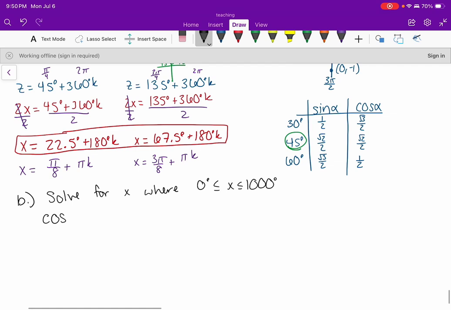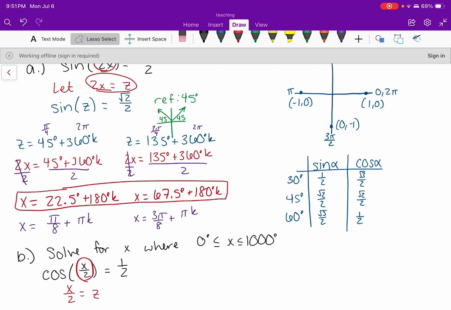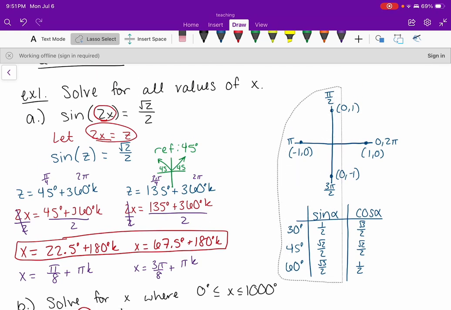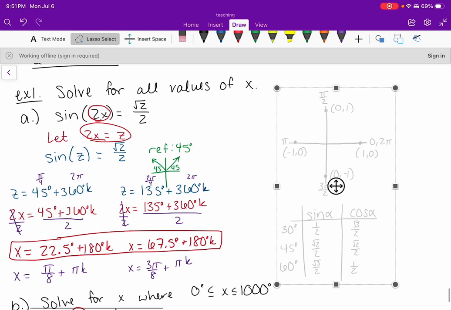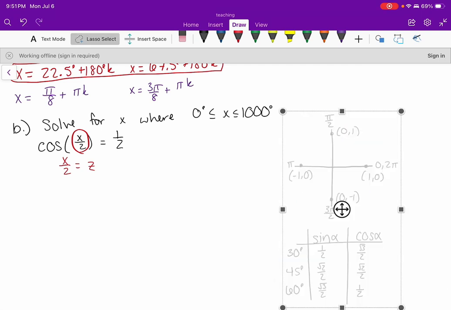So this one, we're going to do cosine x over 2 equals positive 1/2. So when I see something like this, when I have only one trig function, the only thing that's weird about it is that there's something else going on in the parentheses. I like to just let my parentheses equal something else. I usually just choose z. Here, let me bring my table and stuff down because I'm gonna need that. We always need that. That's why it's in like the second section that we ever did.